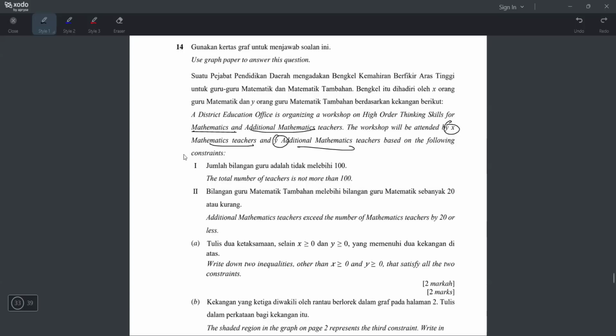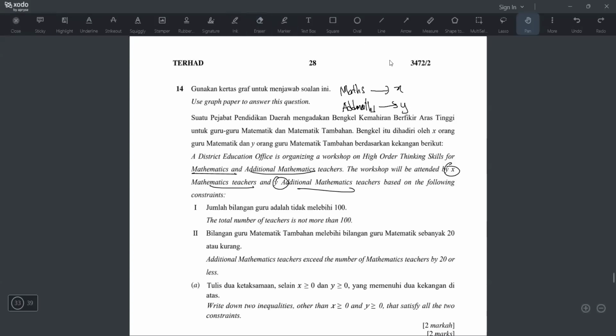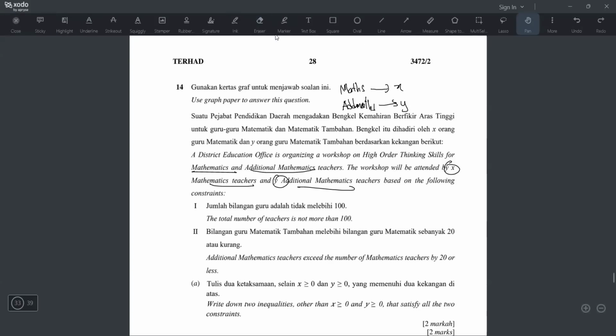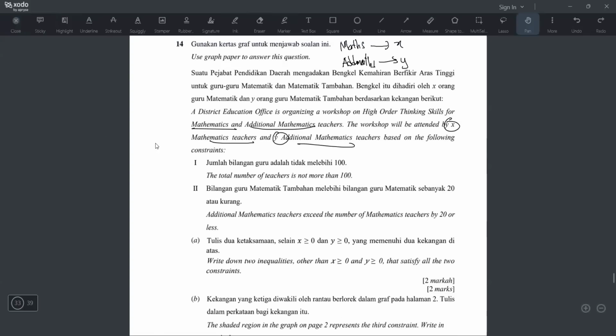And this one, you always have to know what the XY represents, and you always have to write down the inequalities macam tu. And it's very important to know what the XY represents. And I already know it. They already mentioned it. X is the number of maths teachers. Okay. So maths and Addmaths. So maths is X, Addmaths is Y. And the XY represents the number of teachers. So I'll just write here number. Okay. Number. Okay, and it's the number of teachers, bilangan cikgu.